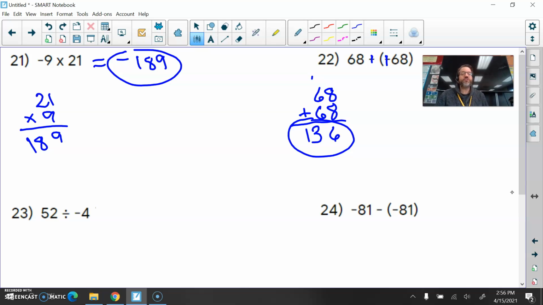23, we have 52 divided by negative 4. Hopefully you know whether the answer will be positive or whether it will be negative here. Remember our rule for multiplying and dividing. If you only have one negative sign, the answer will be negative as well. It takes two negative signs for them to cancel each other out. Okay, so I know the answer is negative. At this point, it's just 52 divided by 4.